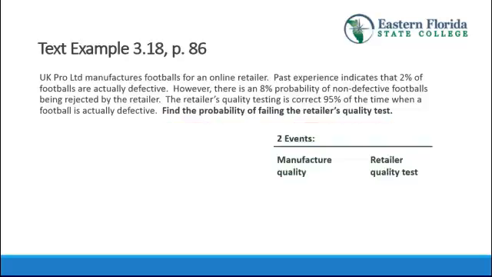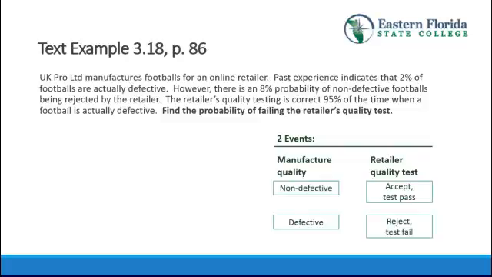First, identify the events in the problem. We have two, the manufacturer's production quality and the retailer's quality test. Each event has just two outcomes. The manufacturer ships either non-defective or defective footballs. The online retailer's quality test produces either an acceptable test pass or a reject due to test failure.